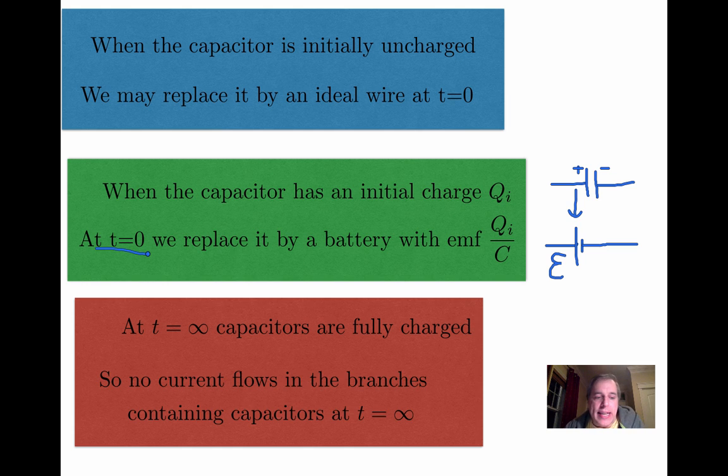So at t equal infinity, no current can flow in the branches containing capacitors. So basically the branches that contain capacitors can be replaced by an open switch, an open circuit. It blocks, no current can flow there. Okay, so at t equal infinity, you can basically remove all the branches containing the capacitors because no currents can flow there.